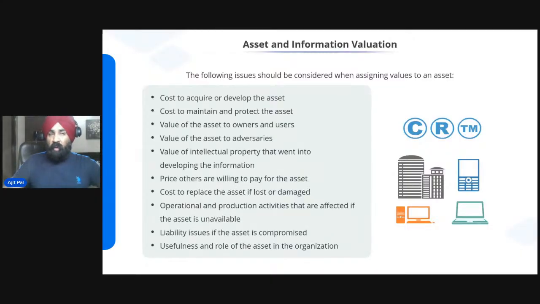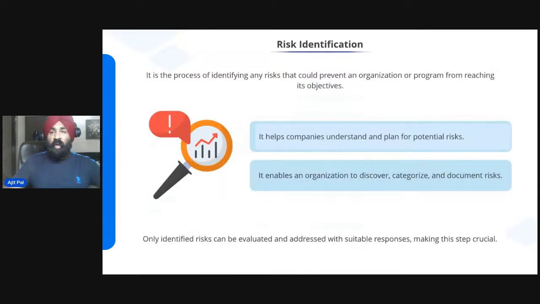Cost to acquire or develop the asset, cost to maintain, cost of intellectual property, cost to replace an asset, and many other factors. This is just an indicative list. Depending on the kind of asset you have, you can pick from this. Then once the asset and information valuation is done, you will move towards risk identification. It is a process of identifying any risk that could prevent an organization from reaching its objective.